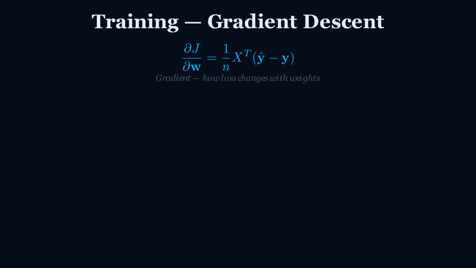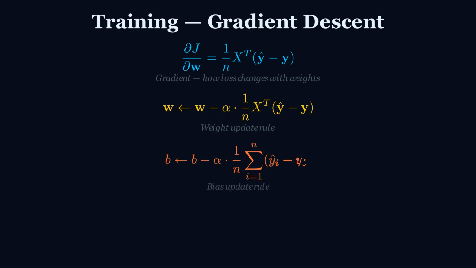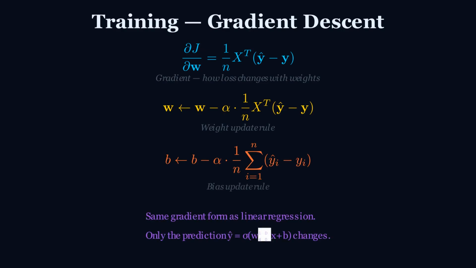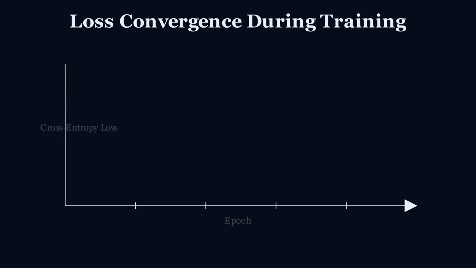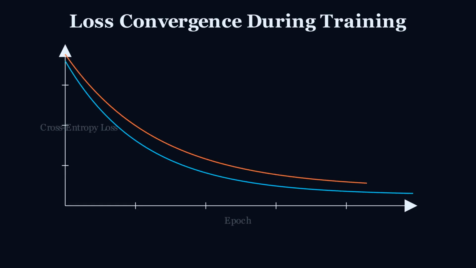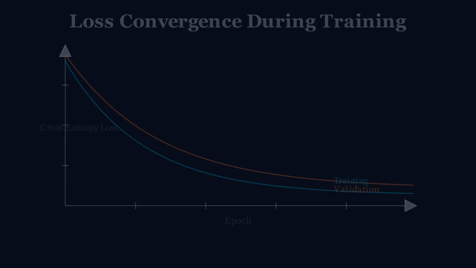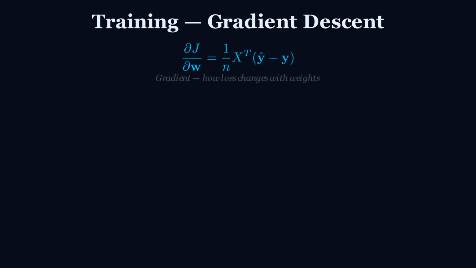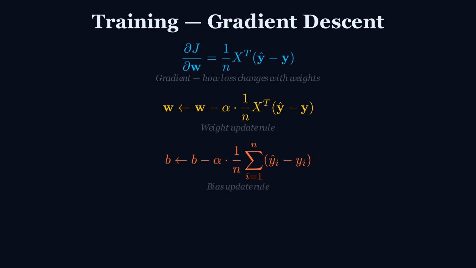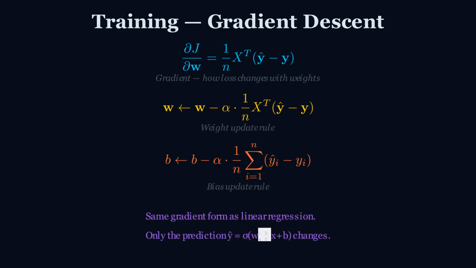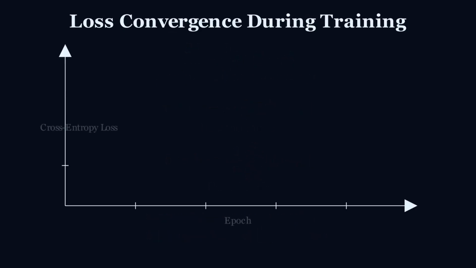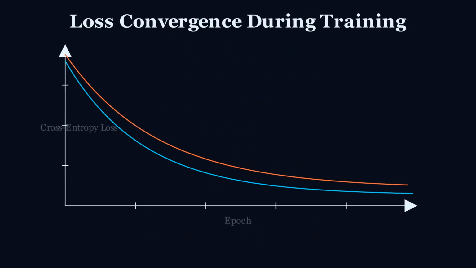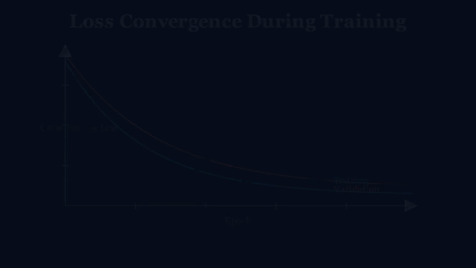Training logistic regression means minimizing the cross-entropy loss using gradient descent. The gradient of J with respect to the weights has a beautiful closed form. The partial derivative of J with respect to W equals 1 over N times X transpose times (Y hat minus Y). Notice something remarkable. This is structurally identical to the gradient in linear regression. The only difference is that Y hat now passes through the sigmoid function.